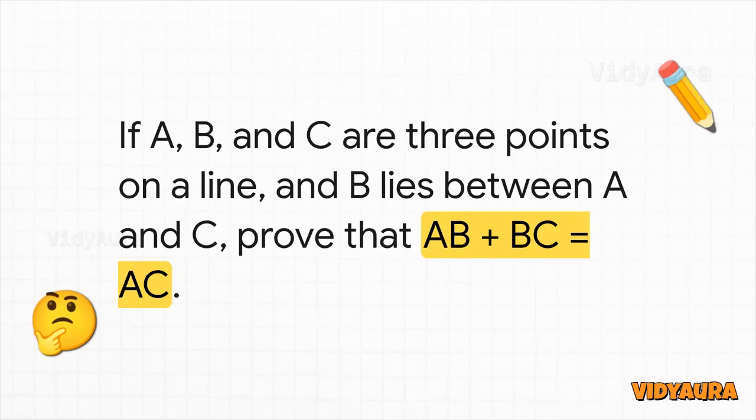Okay, here's the problem we need to solve. If A, B, and C are 3 points on a line, and B is sitting between A and C, then we have to prove that the length of AB plus the length of BC is equal to the length of AC. Now, your first reaction is probably, well, that's completely obvious. And you're right, it is. But in geometry, obvious isn't good enough. We have to prove it using our official rulebook.